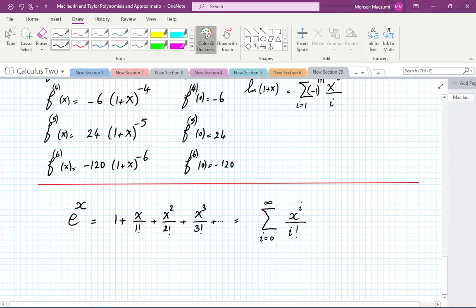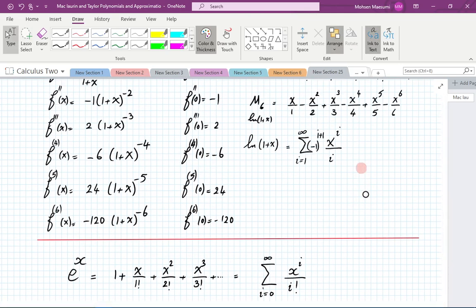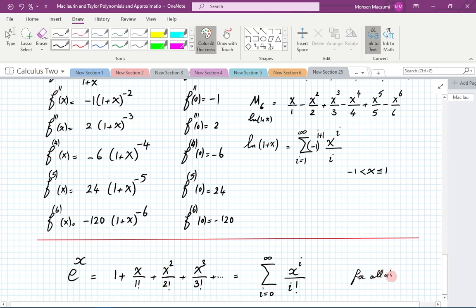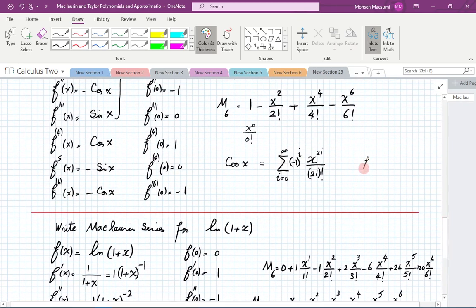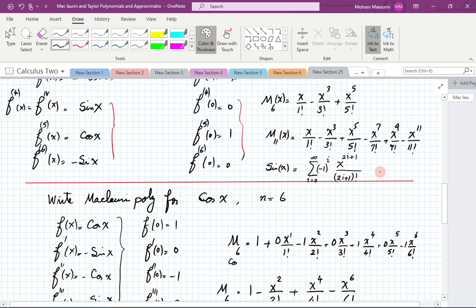This one also has no limitation on convergence. It always converges, no issues. This one, of course, we are going to see later on that x can go as far as 1, but not beyond that. Here, for all x's, and this one is also for all x's. No, we haven't shown that, we're just stating it as a preview of what you're going to see later on.